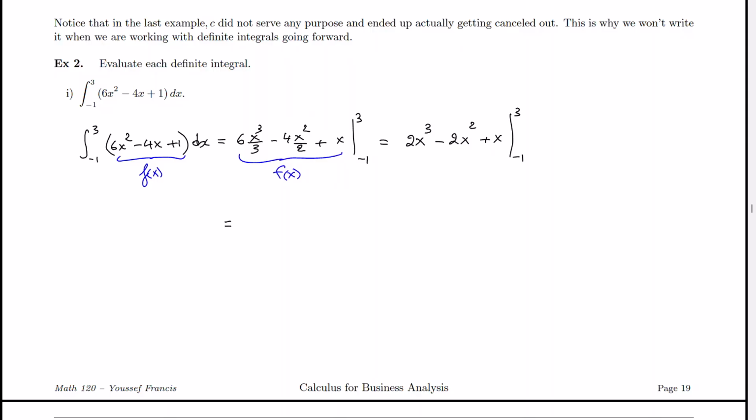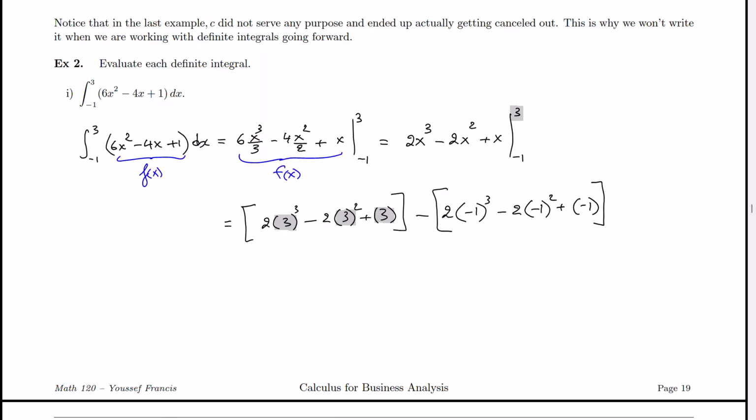So according to the fundamental theorem of calculus, 3 goes in first into all the places we have an x. So we're going to start with 2 times 3 cubed minus 2 times 3 squared plus 3. So every time I see an x, I go ahead and replace it with the upper bound first. Then the rule says I need to subtract, and I'm subtracting multiple terms, right? So make sure you use some brackets or parentheses or whatever, and we are going to put the lower bound next. So the lower bound is -1, so go ahead and replace all the x's with -1.